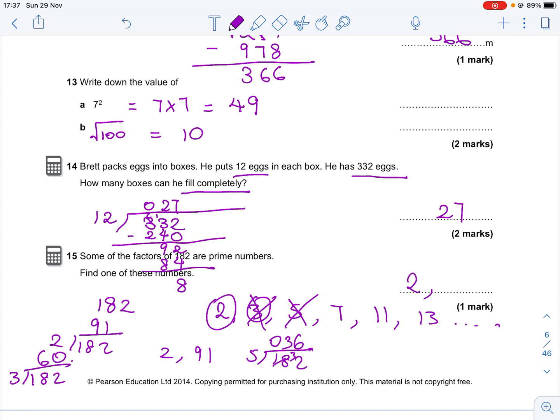You can continue to try all of them, but you only really need one. So the first one would be 2, and there are some more answers. 7 is another, and 13 is another. So you could have any of those 3 answers.